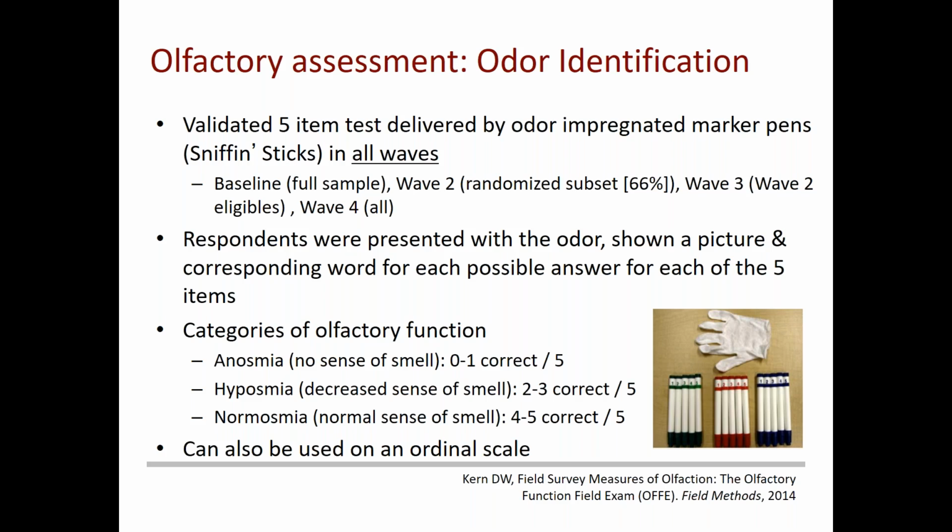Respondents were presented with the odor, shown a picture and a corresponding word choice, and then asked to answer which one they thought it smelled like. And then we can categorize this into anosmia, or no sense of smell, hyposmia, or decreased sense of smell, or normosmia, a normal sense of smell. This is by the number of correct items. You can also use this measure on an ordinal scale.